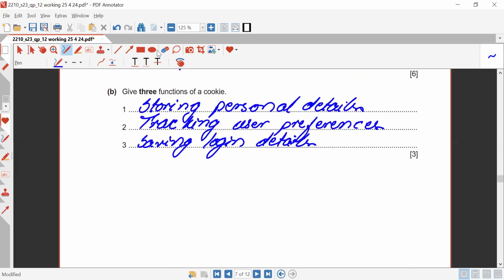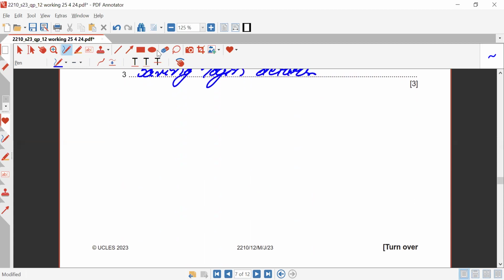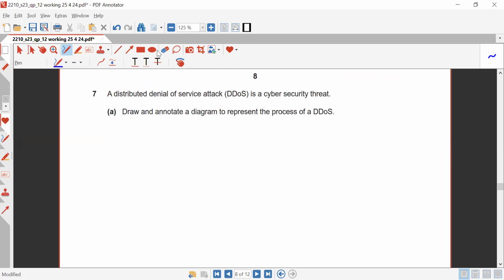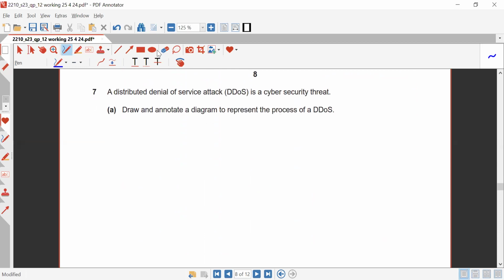Welcome to the next phase of the past paper, 221012, May/June 2023. Now we are going to check out the next question. That's question number 7. A distributed denial of service attack, DDoS, is a cybersecurity threat. Draw and annotate a diagram to represent the process of a DDoS.